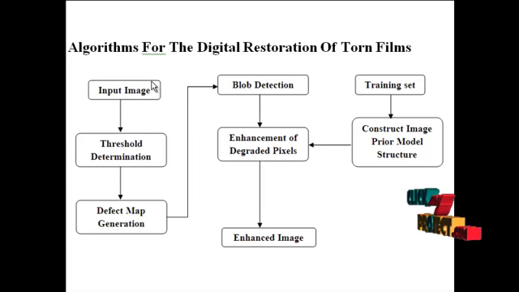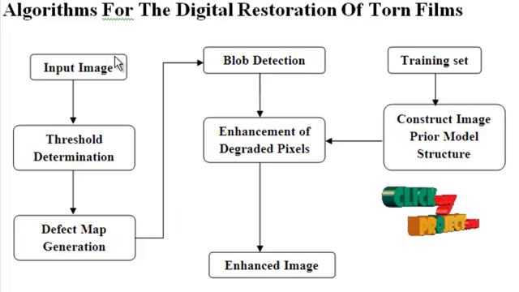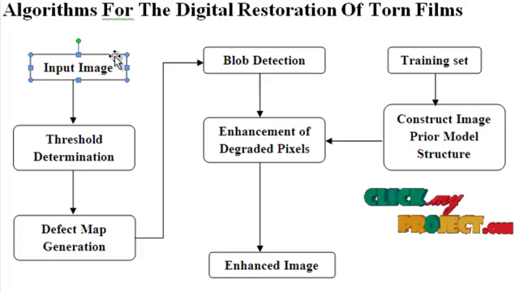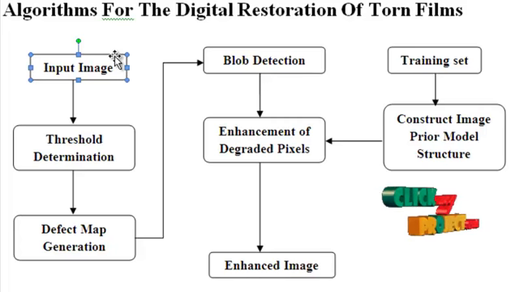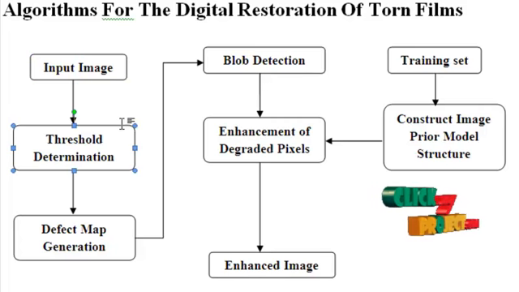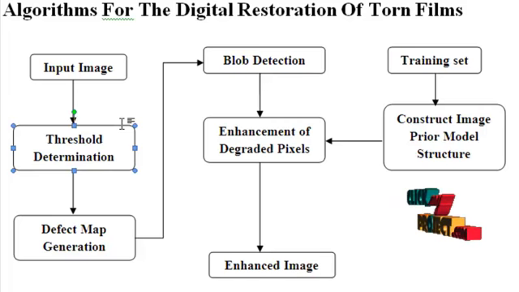Now let's see the explanation of this data flow diagram. The first block in this diagram is the input image damaged by a tear, that is our input image. The second block is threshold determination. Under this, the given image is represented as an intensity matrix consisting of values that lie in the range of 0 to 255.